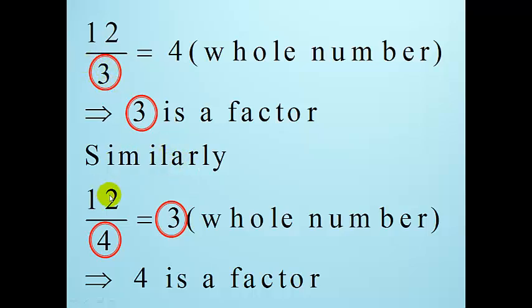Similarly, when we divide 12 by 4, the answer is 3, and 3 is also a whole number. That means that 4 is a factor, because 12 divided by 4 gives us 3. That's a whole number, and therefore 4 is also a factor.